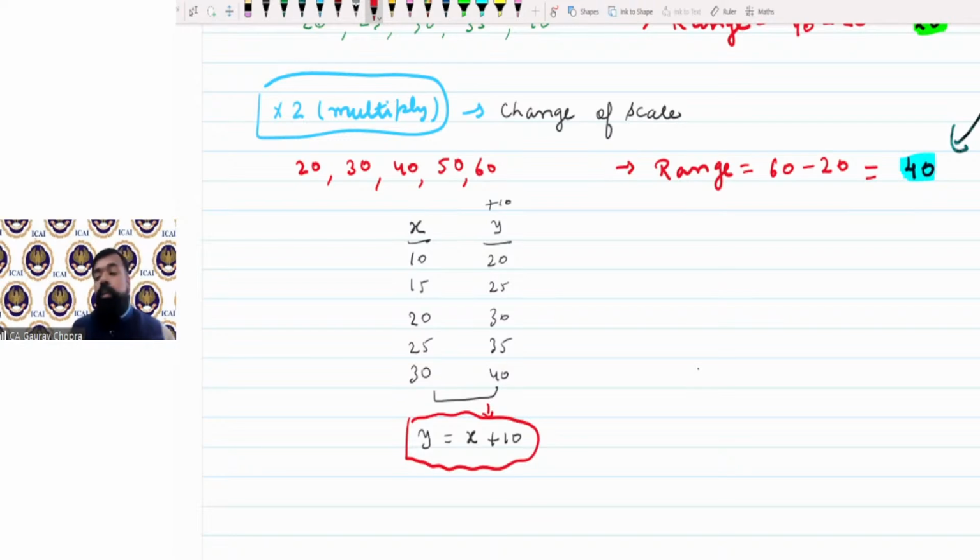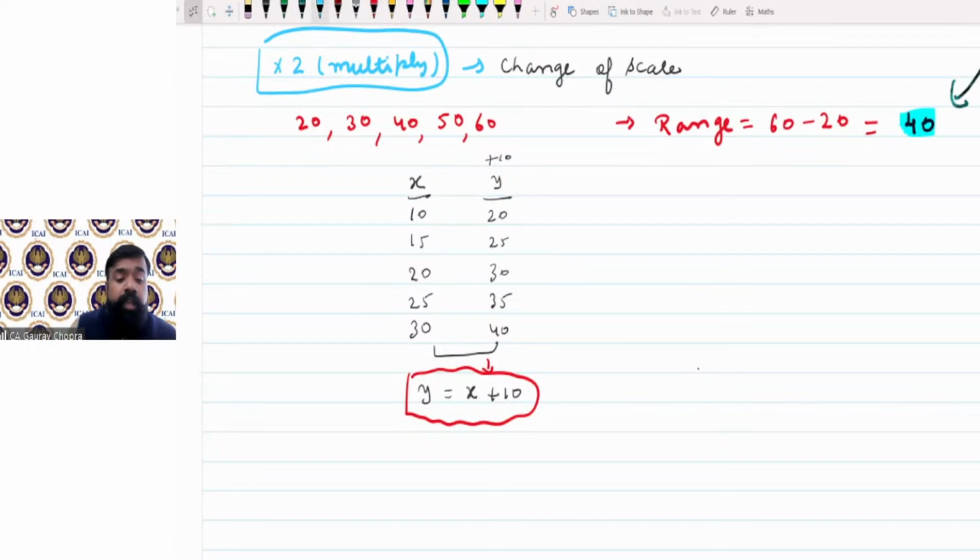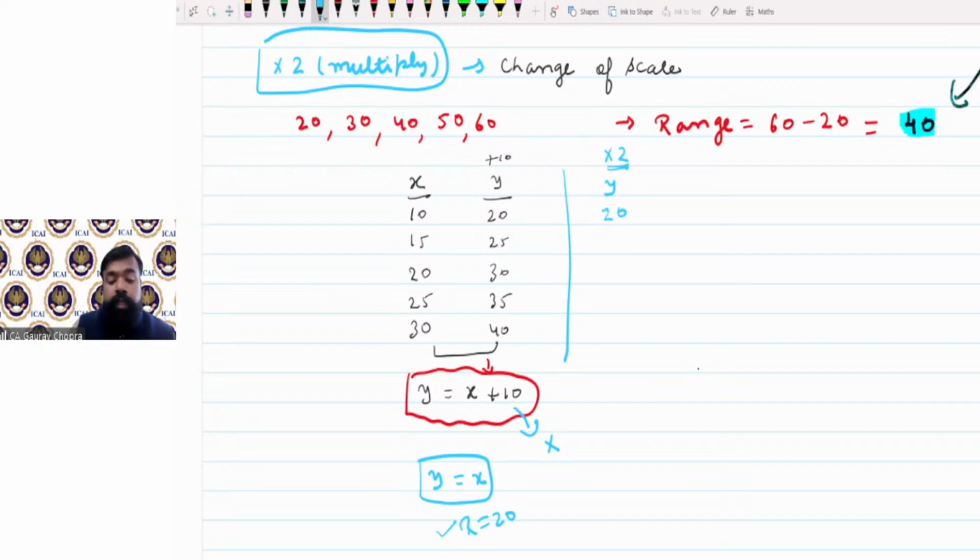Such an equation will be given in the question, and you have to answer from this equation. From this equation, we clearly know that this plus 10 will have no impact. So effectively y is equal to x, so range will remain same. That is, range will be 20 for both. But when we multiplied with 2, the 10 multiplied by 2 has become 20, then 30, 40, 50, and 60. So what is the equation this time?